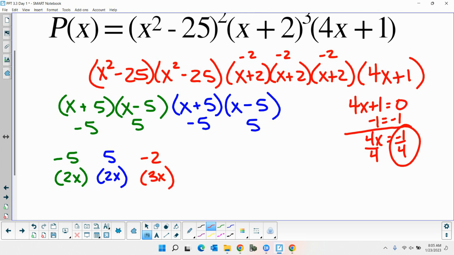Right? So at these two spots, if we were to graph this thing, what's going to happen at negative 5 and positive 5? It's going to bounce. At negative 2, what's going to happen? It's going to bend as it crosses, right? And then the negative 1/4 doesn't have any multiplicity. It'll go straight through at negative 1/4 if we were to look at the graph. Okay?